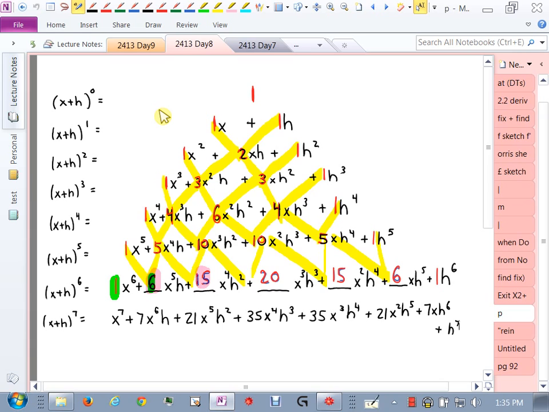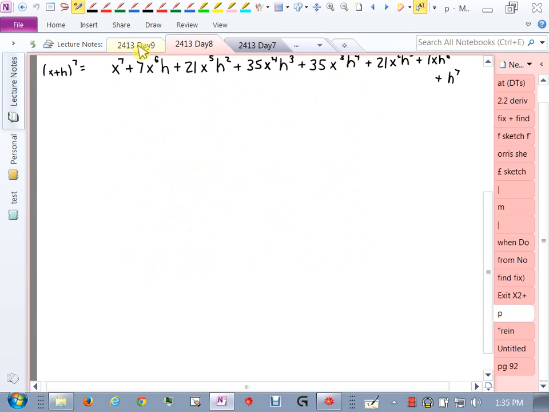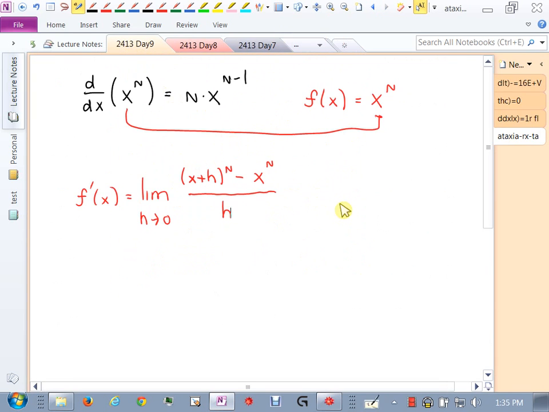Also, one more thing. We said no h's, then an h, then h squared, then h cubed. So the h's come up as we move across. Let's keep that in mind. I'm going to go back to today's. What I'd like to do is try and write out this thing right here. I'm going to do it in blue. First, let me rewrite everything. Limit h goes to 0.